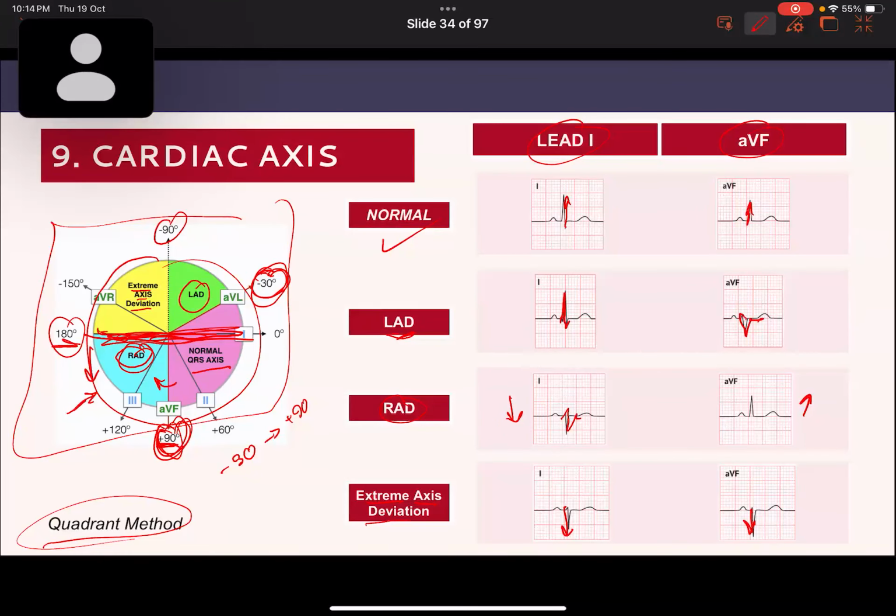I hope this answered your question. I could repeat it if you're still finding difficulty with it. So if it's left or right, only on lead 1, right?